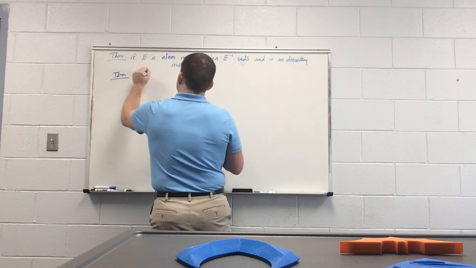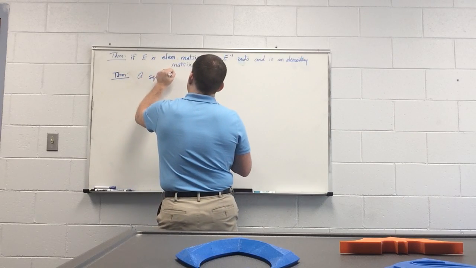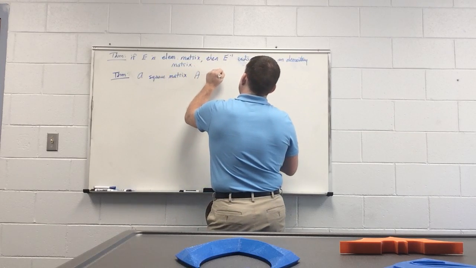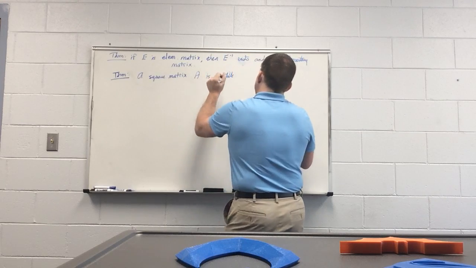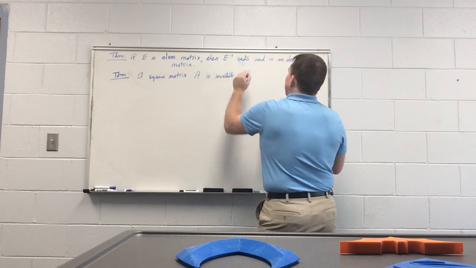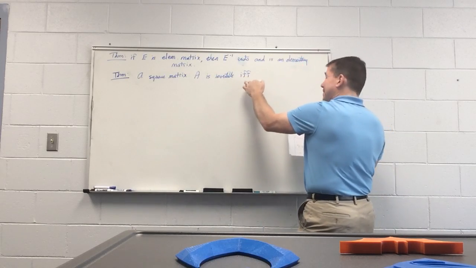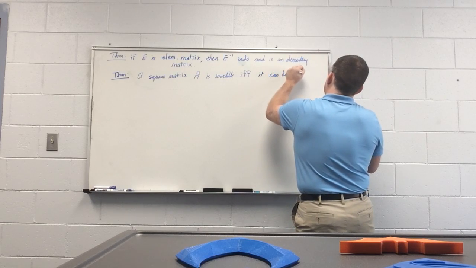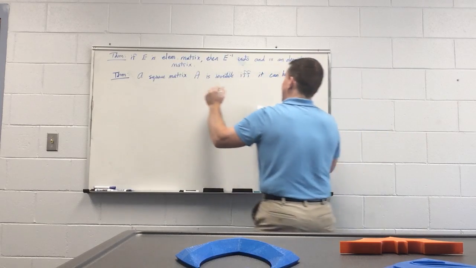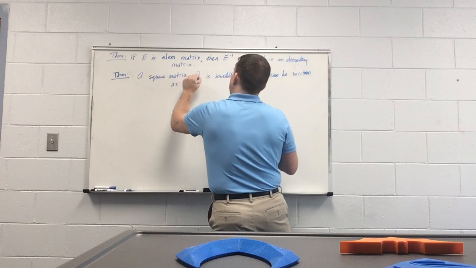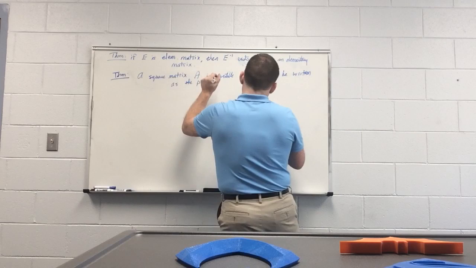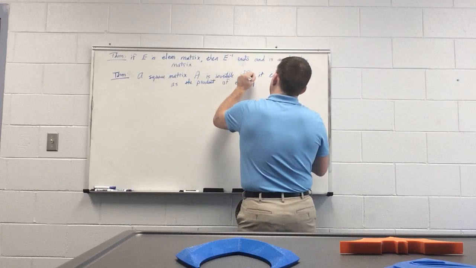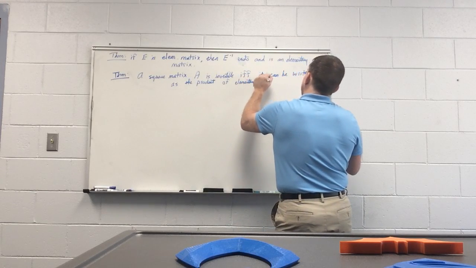But from that, we get this. A square matrix A is invertible if and only if it can be written as the product of elementary matrices.